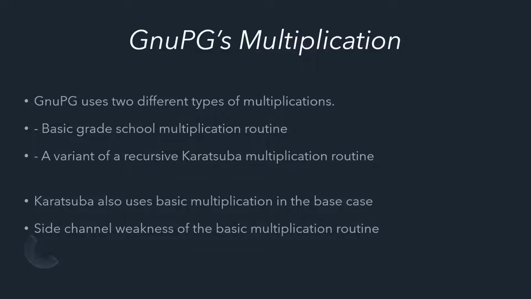So the main target of this attack is a side channel weakness of the basic multiplication routine. Whatever multiplication GNU-PG is using, it will eventually go to a very basic multiplication, and that's where it's going to leak some information, which we're going to see can be helpful to the attack.